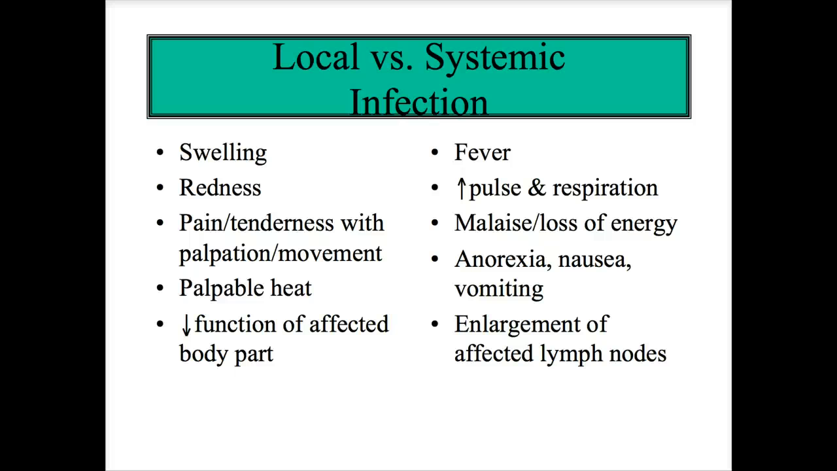So what do we need to also know? We need to assess for the local versus systemic infection. Your local infection, say you cut your finger, you might have swelling, redness, pain, tenderness, and the ability to move that digit or limb will be impacted. A systemic infection or sepsis is going to be identified by the patient having a fever. If they have a fever, they'll have potentially an increased pulse and respiratory rate. They may have malaise or be tired, loss of energy, and they may have swollen lymph glands.